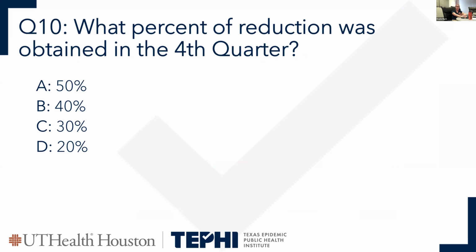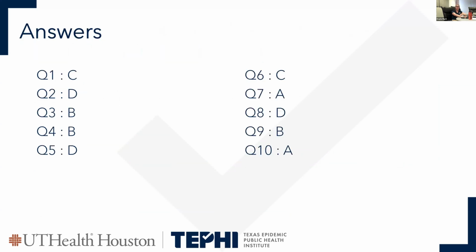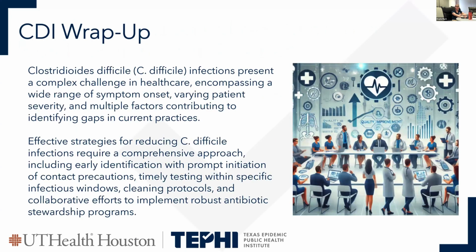And our last question is, what percentage reduction did we have going from Q4 to Q1? Was it 50%, 40%, 30%, or 20%? We went from 12 C. diffs in Q4 of last year to 6 in Q1. So yes, the right answer is A, 50%. And here are the answers for anyone to review. And just lastly, C. diff is a very persistent, complex, challenging problem that we have in our healthcare.